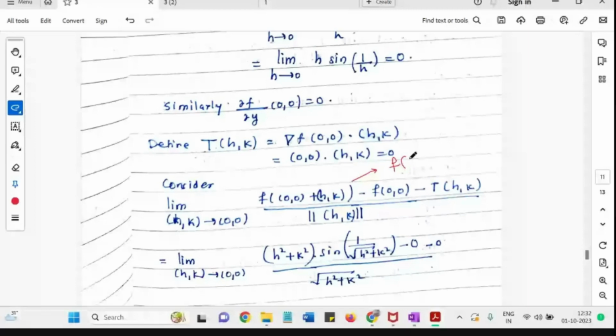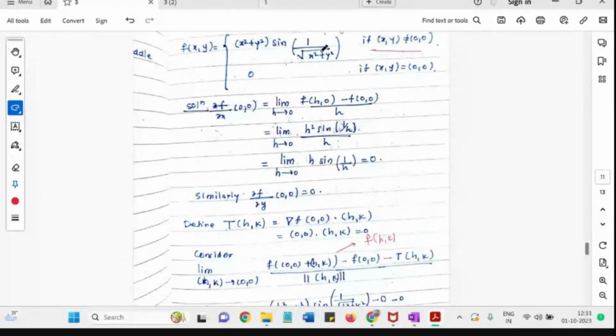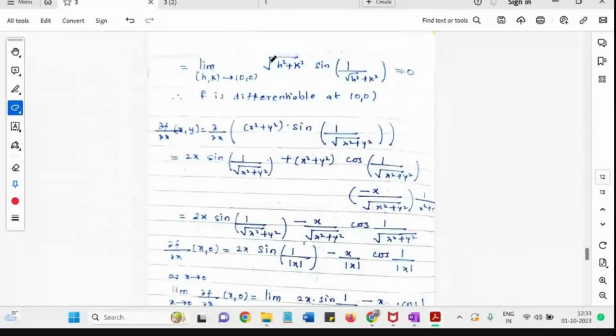And then if I substitute f of h comma k in the formula of the function, which is seen here, it is equal to h square plus k square into sine of 1 upon under root h square plus k square, and then you have the limit as h goes to 0.